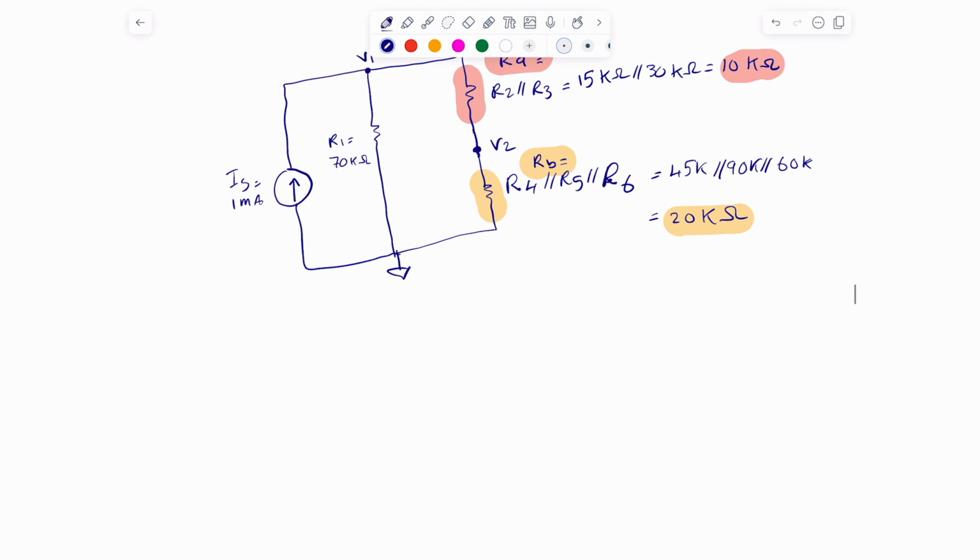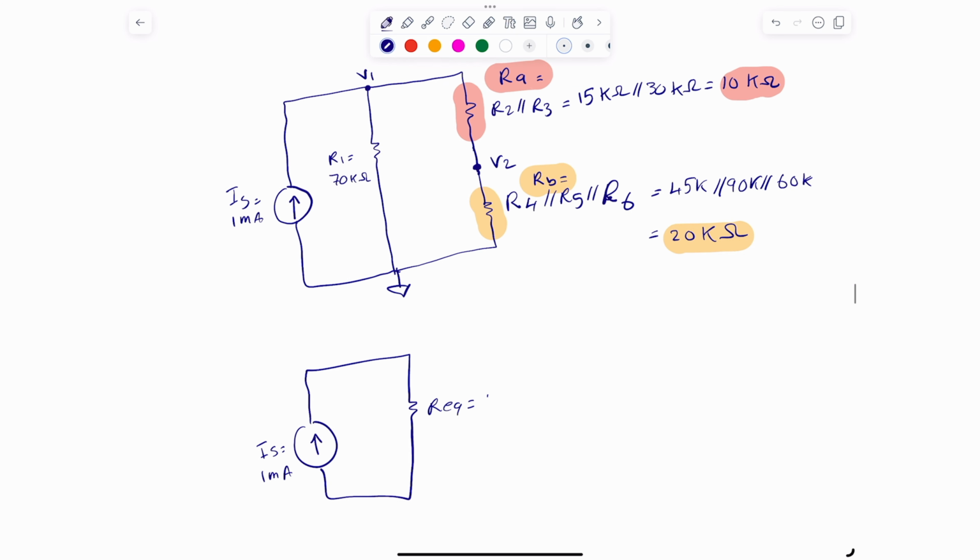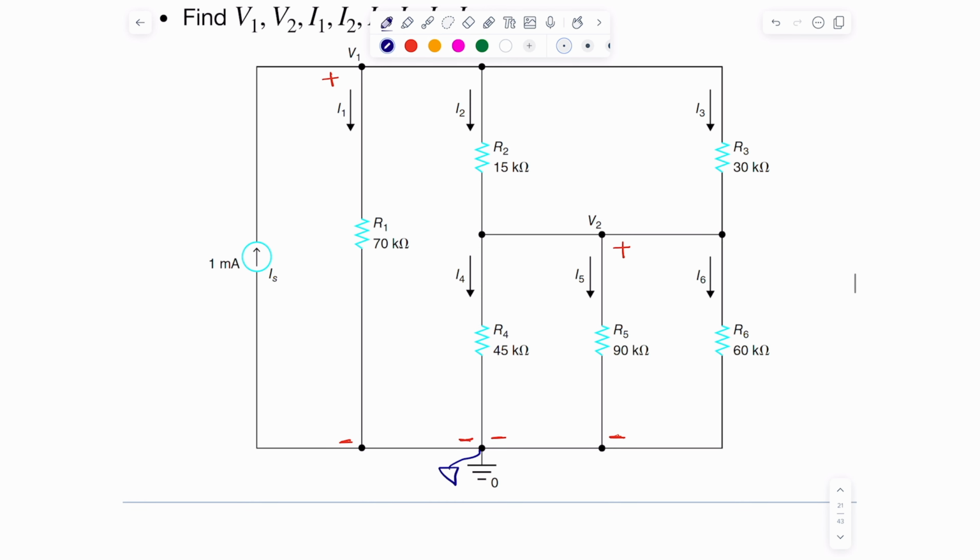For example, this is 1 milliamp, IS equals 1 milliamp. Okay, and it is simply connected to one R equivalent, and this R equivalent is RA plus RB, and the whole thing is in parallel with R1. That is simply 10 kilo ohms plus 20 kilo ohms in parallel with 70 kilo ohms. And the answer is going to be 21 kilo ohms. This is the resistor seen by this particular current source. So this current source that is providing 1 milliamp is simply connected to one resistor, 21 kilo ohms, or you can replace it with that.